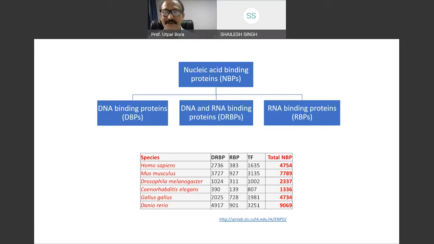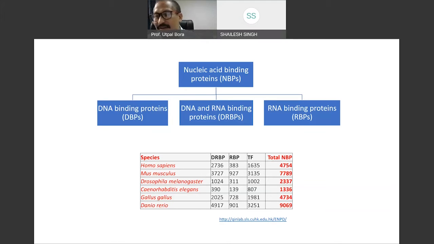Now, if you look into some examples of model animals like Homo sapiens. Homo sapiens is not a model animal. You cannot do direct experimentation in that way. But of course, we do a lot of genetic sequencing studies on humans. But others are model organisms, the Drosophila, and then Danio rerio, etc.